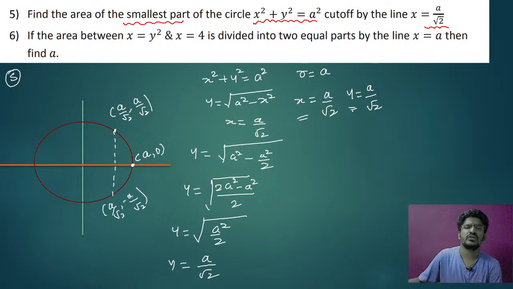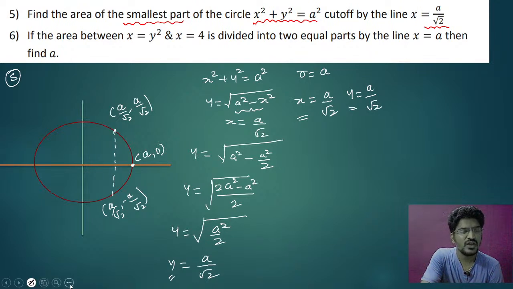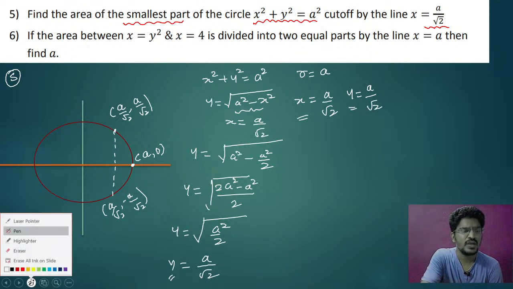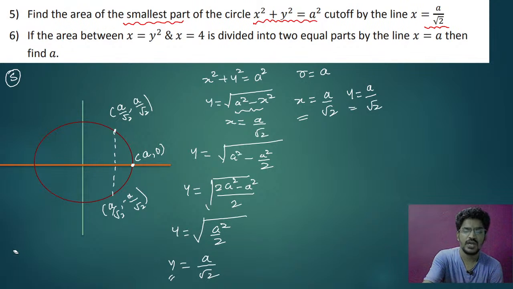By using your equation y equal to root of a square minus x square, in the place of x I have replaced and I have got the answer y equal to a by root 2. Quickly tell me, all of you, have you understood this or not? Now we got the point x as a by root 2 and y as a by root 2.